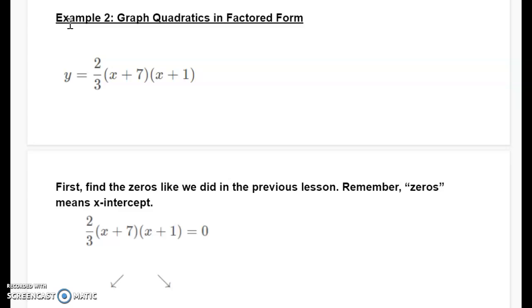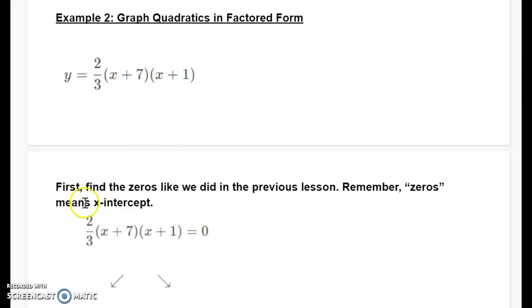So make sure that you watch the first video on example 1 on how to find the zeros, because you're going to need it for this lesson. Okay, so we're presented with a quadratic equation that looks just like this. And from there, we're going to graph it.